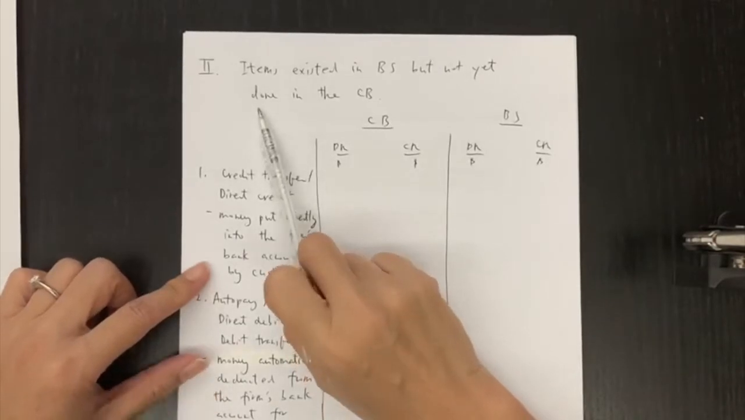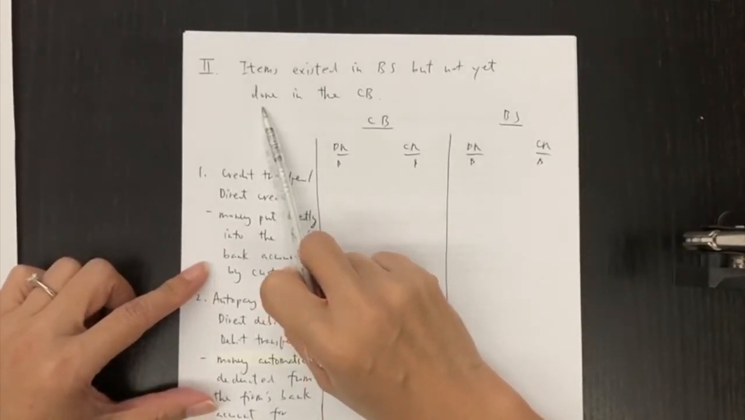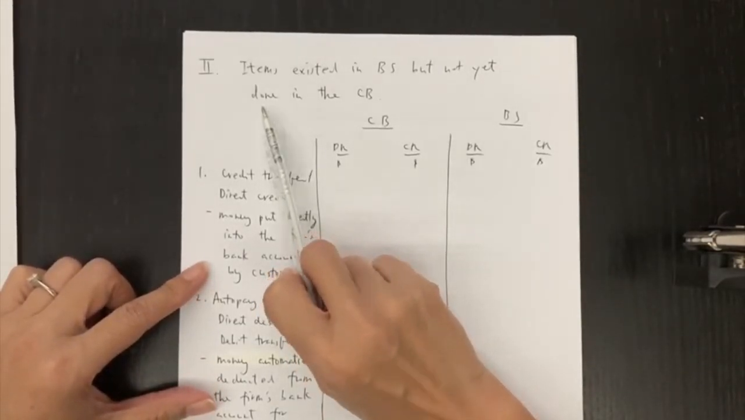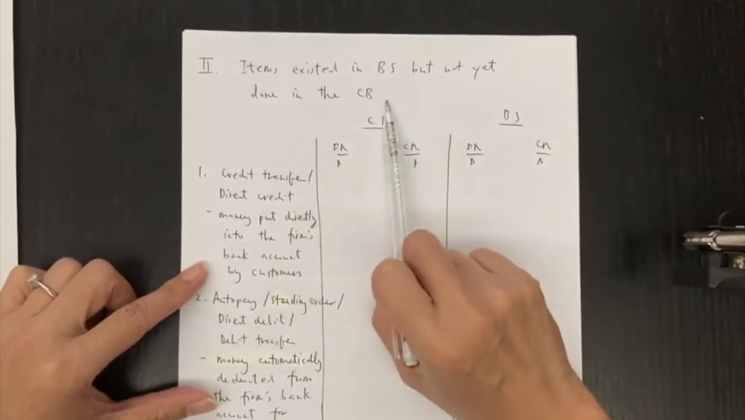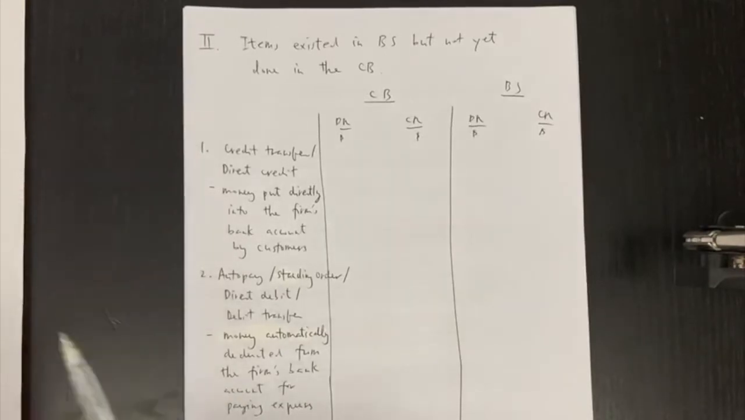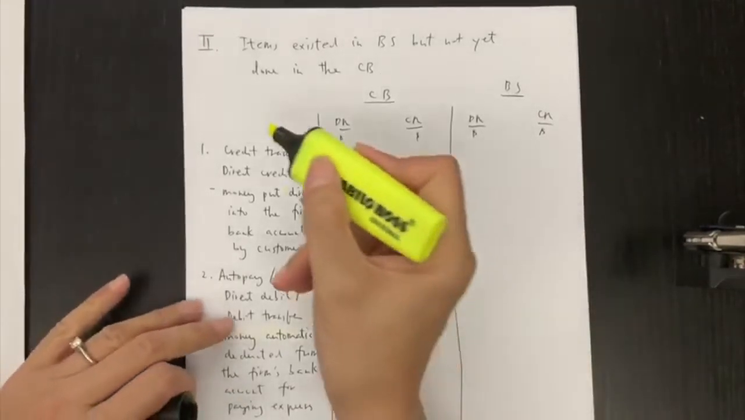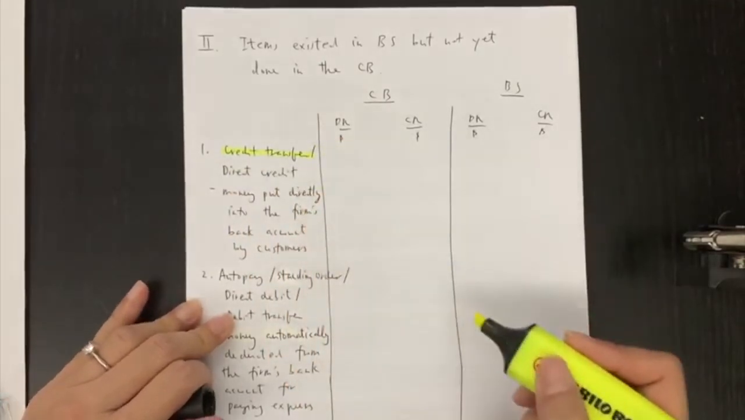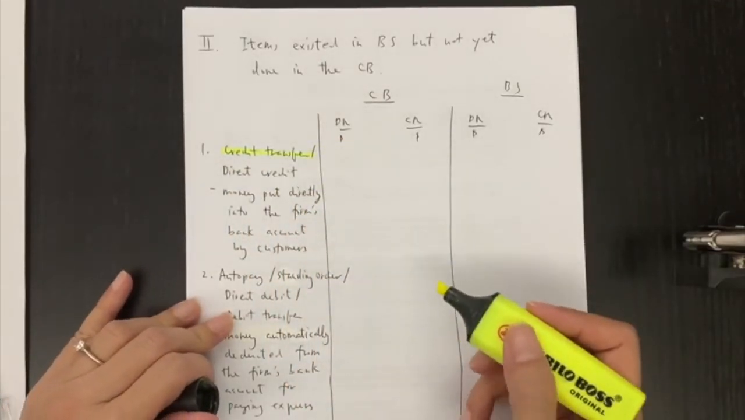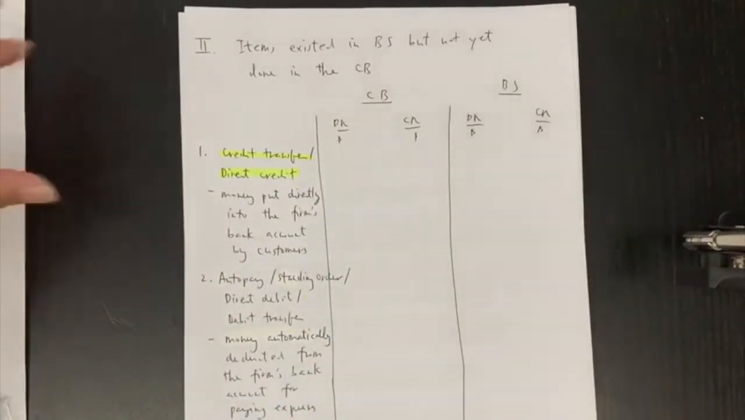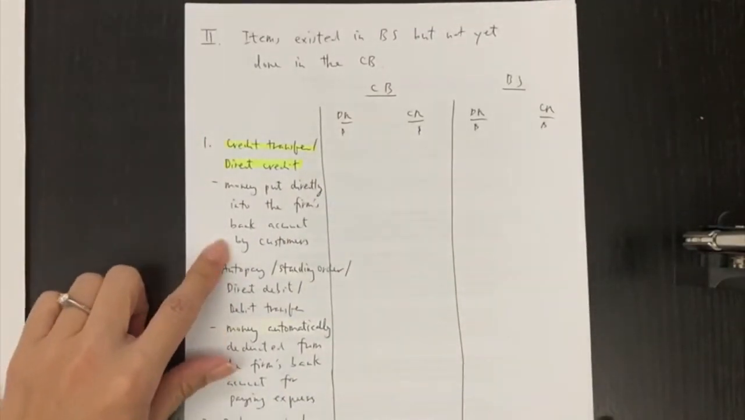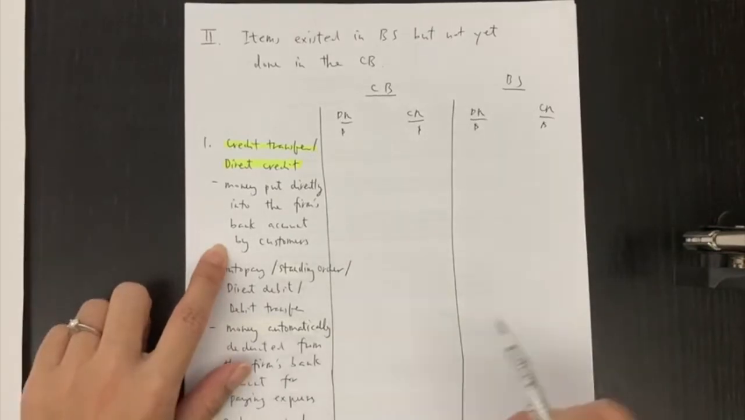Next we come to another category, which is just the opposite. This time, what about items done in the bank statement, but which we have not yet done in the cash book? Now here, step by step. The first one is credit transfer. Let's highlight the term. Credit transfer is the same as direct credit. It means somebody puts money directly in our bank account.